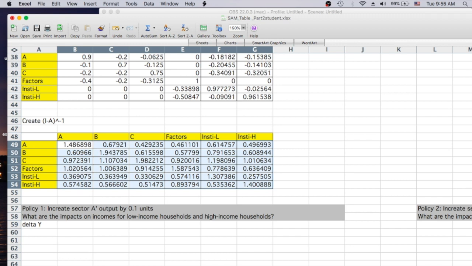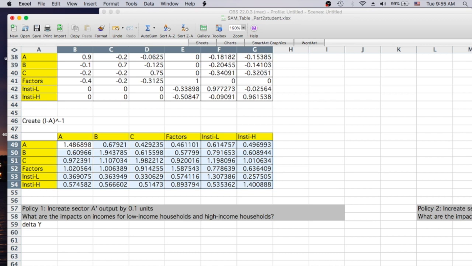We're going to test a few different policies to see the impacts on the lower income households and higher income households. So the first policy we'll be working on is, let's say, we want to increase sector A's output by 0.1 units. And how might this policy impact the lower income households and higher income households in terms of the increase of incomes? So here, remember, we need to create a delta Y first. This is the column vector.